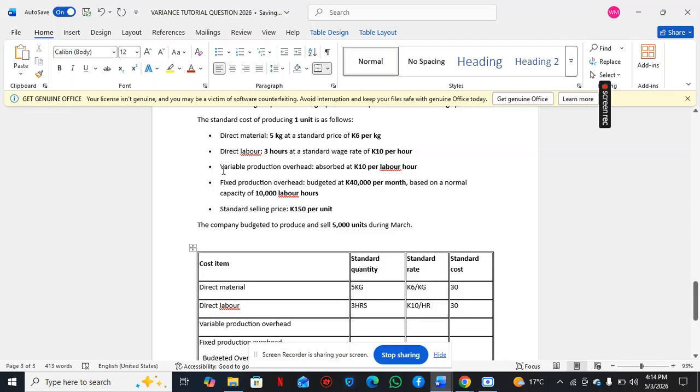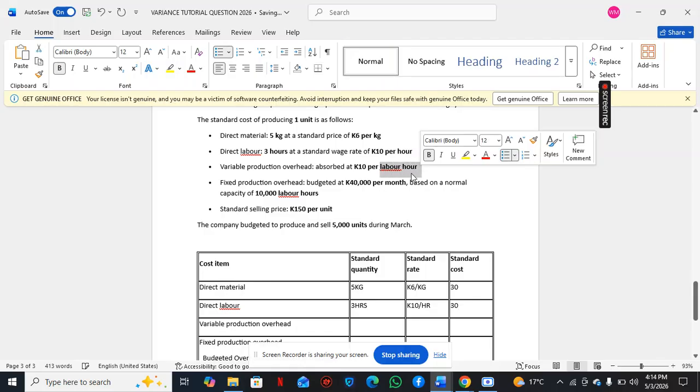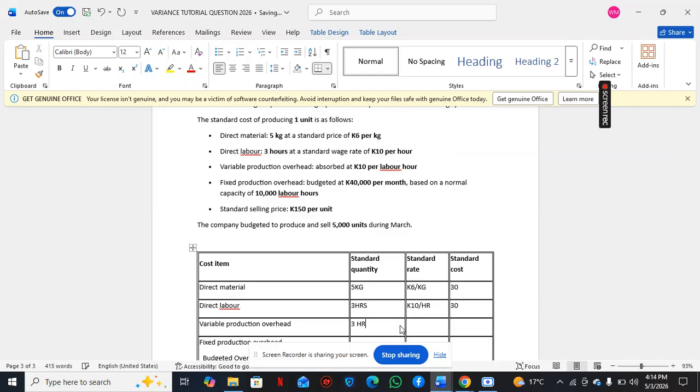Okay. Variable production overhead is absorbed at 10 kwacha per labor hour. So since we've absorbed these overheads with labor hours, the standard quantity would be 3 hours here. Then it's 10 kwacha per labor hour. That's the variable overhead cost per unit. So the variable overhead cost for each unit, 3 times 10, 30 kwacha.